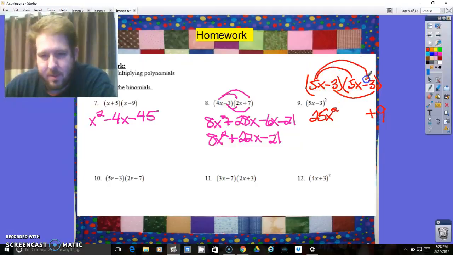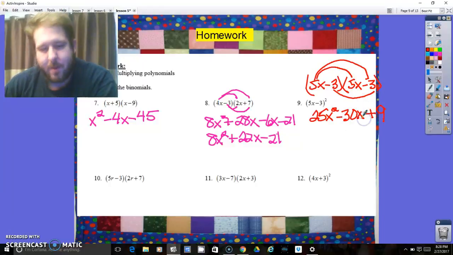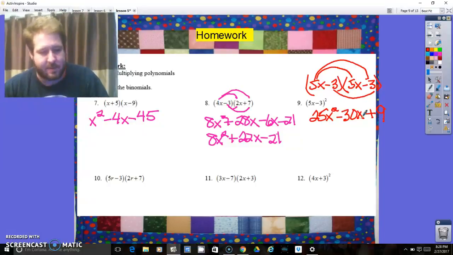And then multiply these two terms and double it. 5x times negative 3 is negative 15. Double it, you get negative 30. And you might be wondering, why am I doubling? Because the outers and the inners are going to both be negative 15x. So that's a trick way of doing it. Okay, these aren't squares, so I'm going to have to use FOIL.